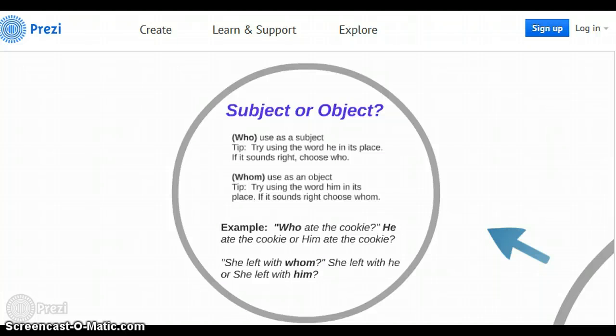In the first example, who ate the cookie? He ate the cookie or him ate the cookie? And of course, he ate the cookie sounds right, so we would use who in this case. She left with whom? She left with he or she left with him? And of course, she left with him sounds right, so we could use the word whom in this sentence as an object, and it sounds correct.